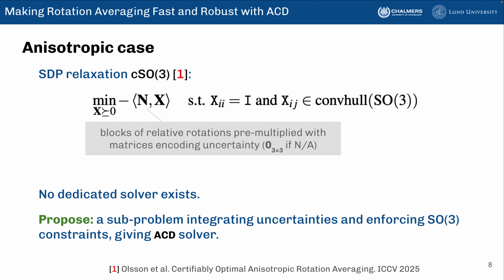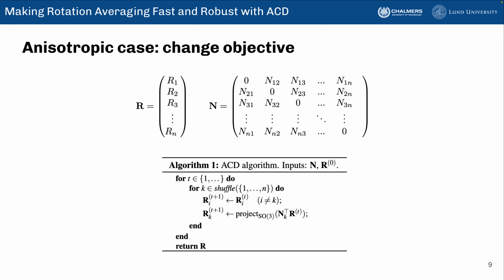In the anisotropic case, the SDP relaxation looks like this. Here, important to note is that we substituted the data matrix with a new matrix that consists of relative rotations that are pre-multiplied with matrices encoding uncertainty. Now we also have the constraints on the sub-blocks of matrix X. Currently, no dedicated solver exists, so we propose one that integrates uncertainties and enforces SO3 constraints, resulting in the ACD solver.